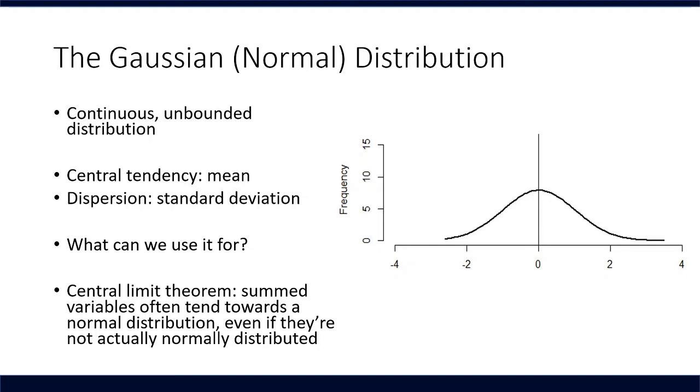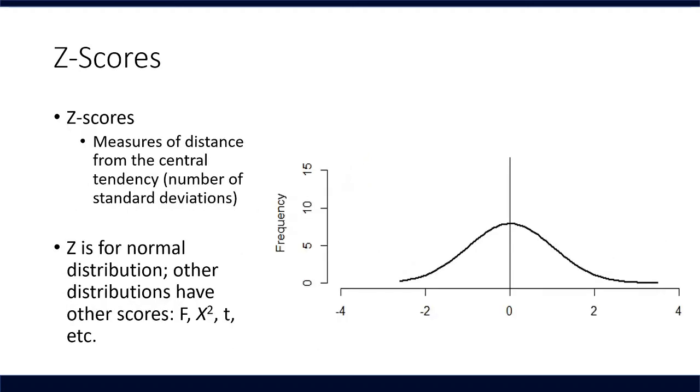But the reason that it's taught so frequently is also because it's quite simple mathematically, as opposed to a lot of other distributions that are a little bit more complex. But before talking about other distributions, I also do want to mention this idea of a z-score. Now, a z-score is simply a measure of distance from the central tendency of a normal distribution. So it's basically the number of standard deviations away from the mean that a certain value is.